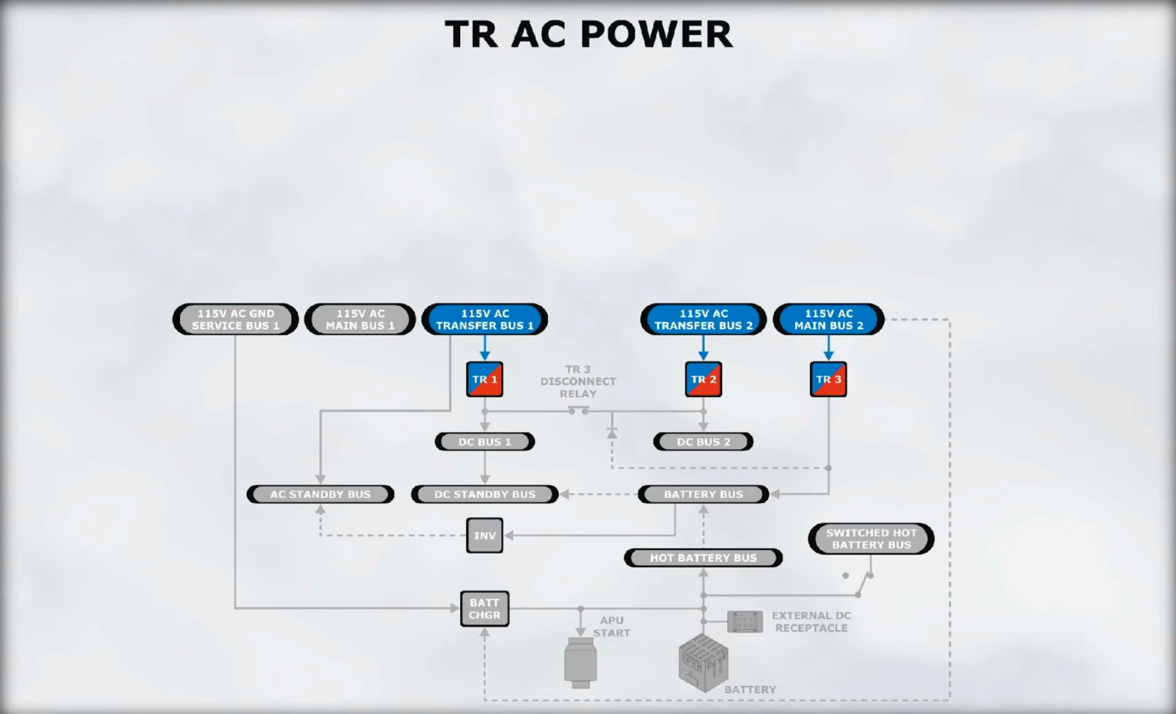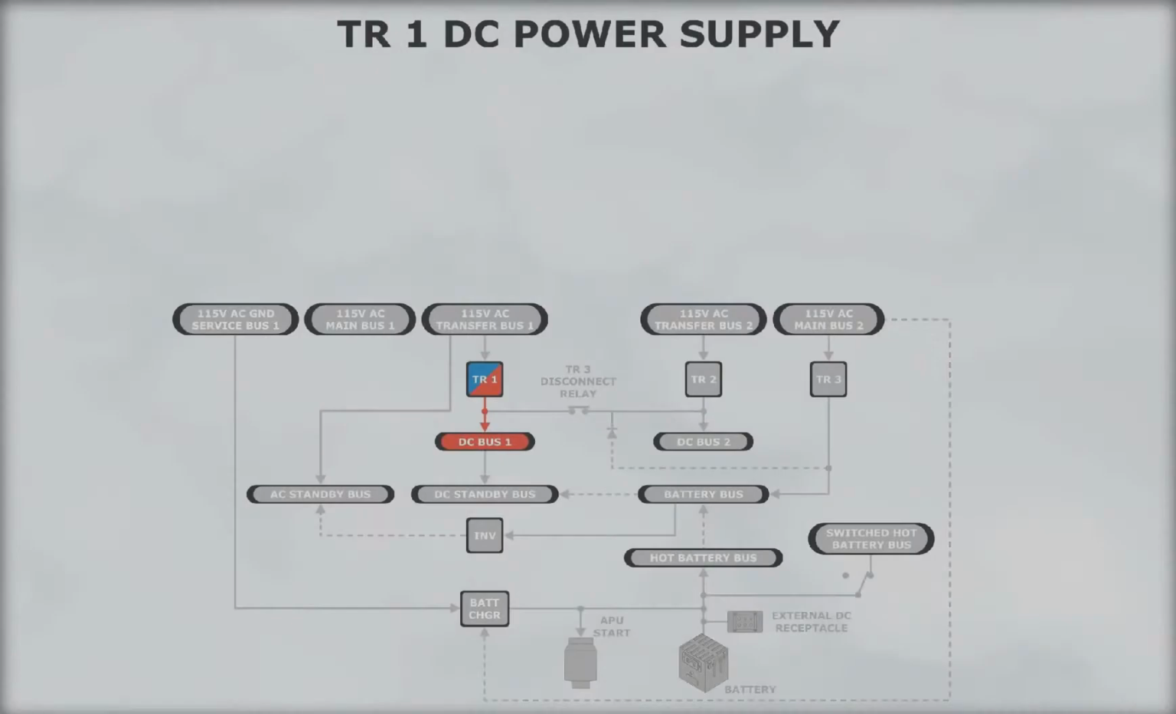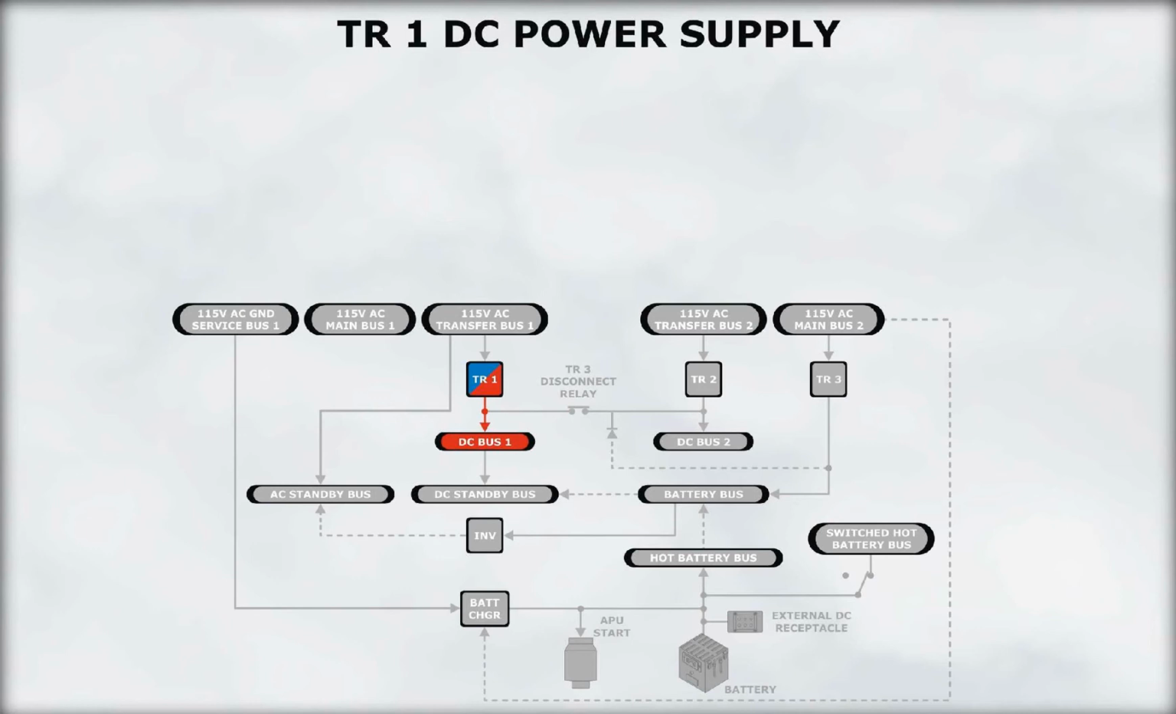There are three transformer rectifier units: TR1, TR2, and TR3. The transfer buses power TR1 and TR2, while TR3 is powered by main bus number 2. TR1 powers DC bus number 1. TR2 powers DC bus number 2.